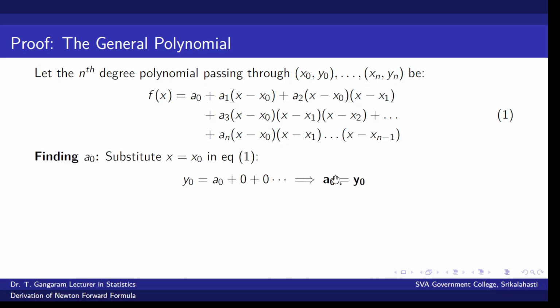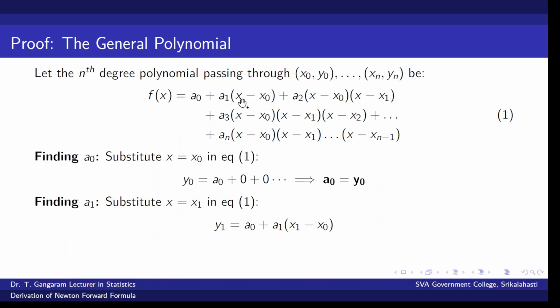Finding a0: substitute x is equal to x0 in equation 1, a0 plus a1 into x0 minus x0, a2 into x0 minus x0. So the terms became 0. The terms next to a0 became 0. So a0 is equal to y0. The coefficient a0 is equal to y0.